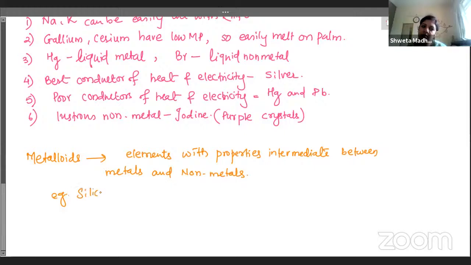Examples: silicon, germanium, arsenic, boron, etc.